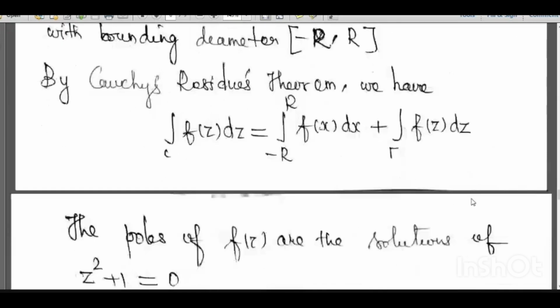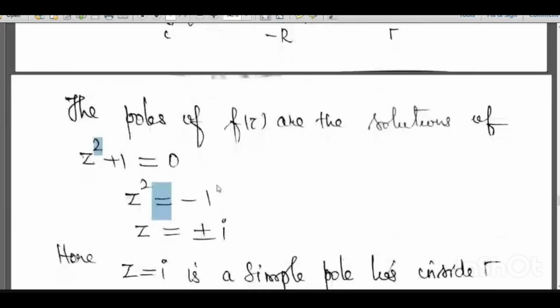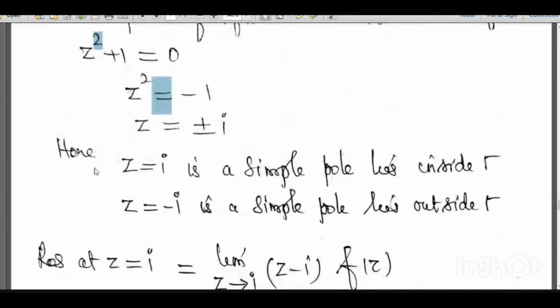The poles of f of z are the solutions of z squared plus 1 equals 0, the denominator. So z squared is equal to minus 1, z is equal to plus or minus i. Here z equal to i is a simple pole that lies inside gamma. z equal to minus i lies outside gamma.